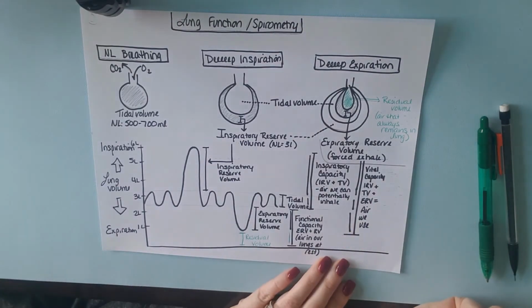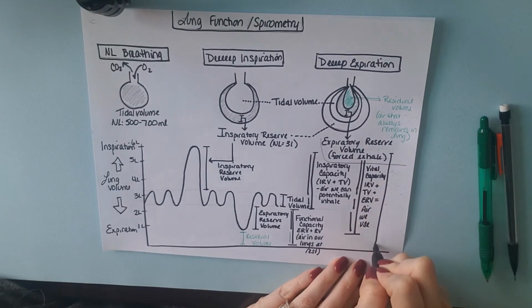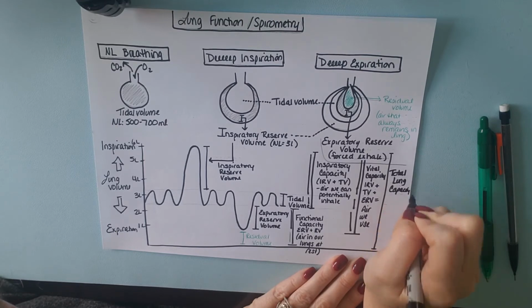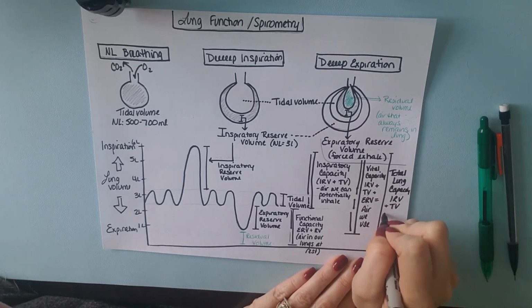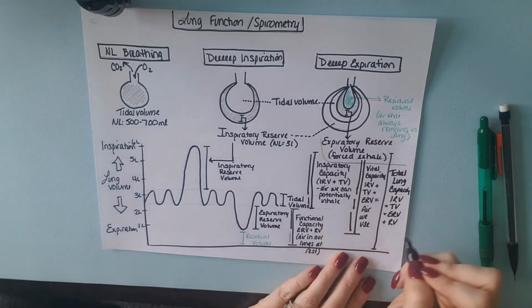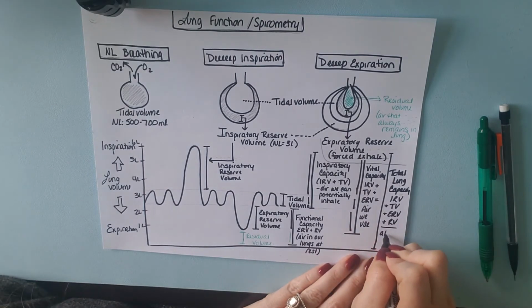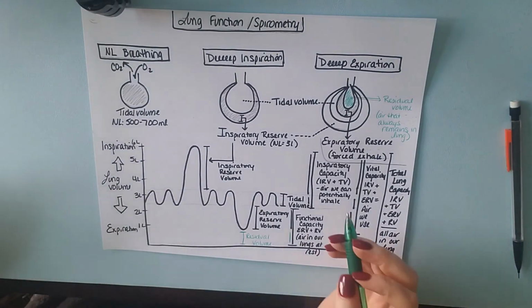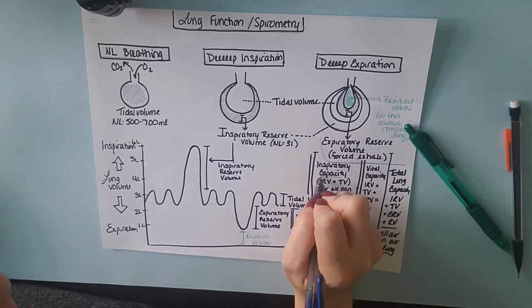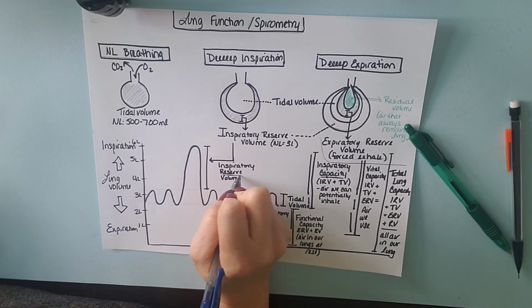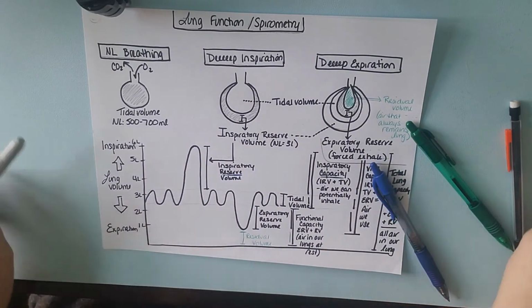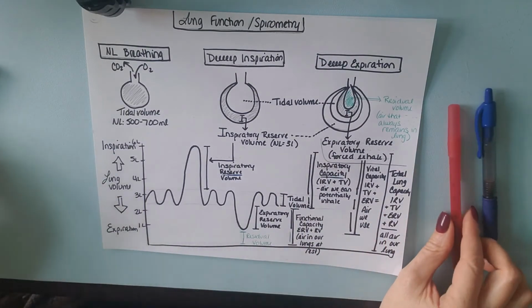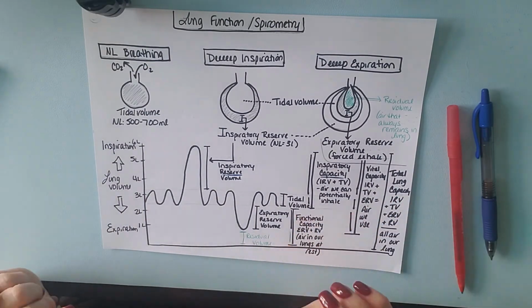And then total lung capacity is all of it. Inspiratory reserve volume plus tidal volume plus expiratory reserve volume plus residual volume is all the air in the lungs. There's a lot of different terms that can be confusing because one is called inspiratory capacity, one's called inspiratory reserve, one's functional capacity, one's inspiratory capacity. It can be very confusing. Look at this thoroughly, know it in detail.